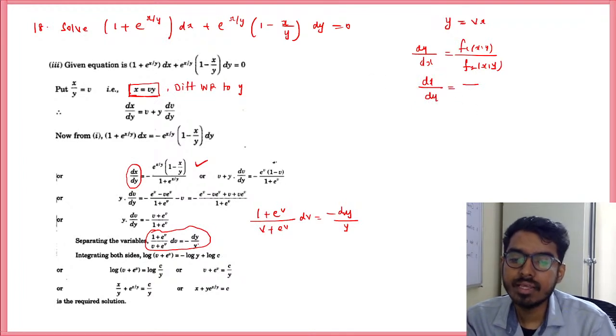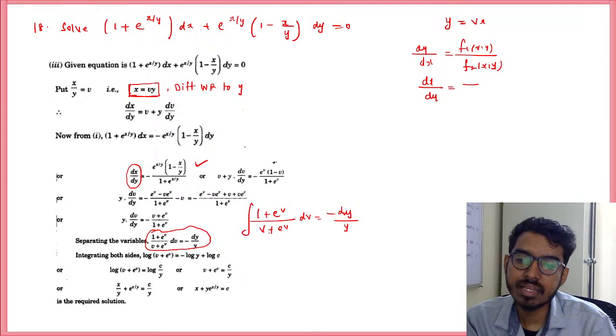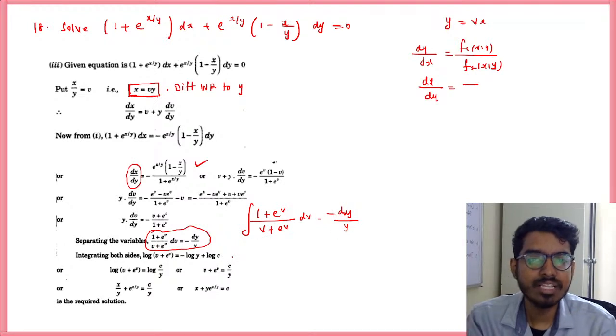And if you integrate this, this is very easy, right? So f of v, f dash of v. So this is nothing but log of v plus e power v, equal to minus log y plus log c.